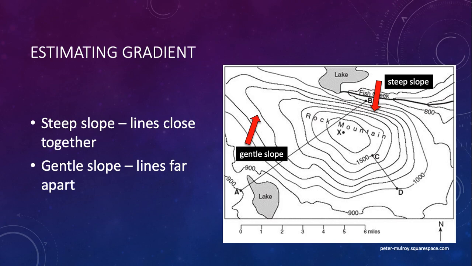It's also important to be able to estimate gradient. If the lines are close together, you have a steep slope. If the lines are far apart, you have a gentle slope, meaning that for Rock Mountain here, which is shown on this topographic map, the easiest way to climb it would be where the gentle slope is in the northwest portion of the map. The hardest way to climb it would be in the northeastern part of the map where the lines are closest together.